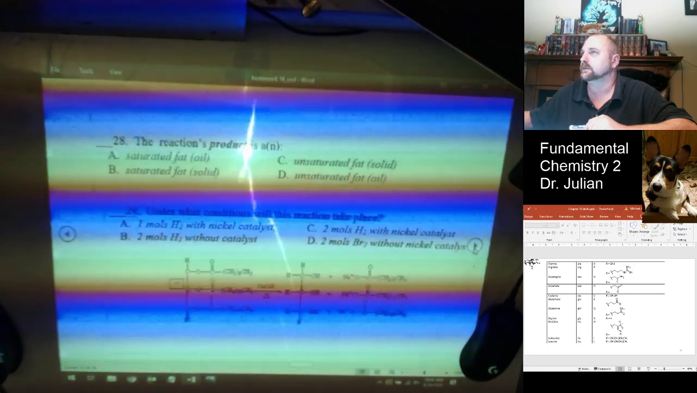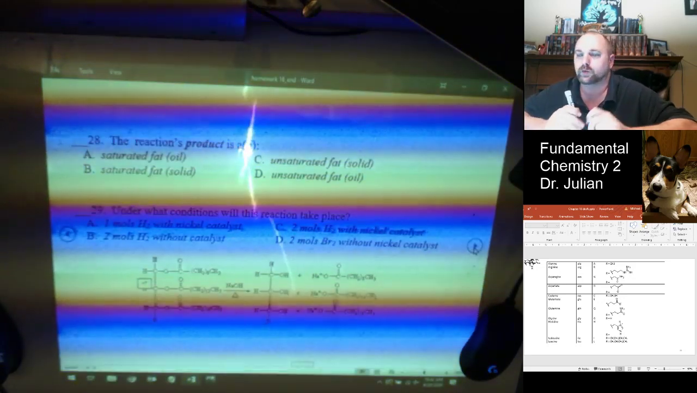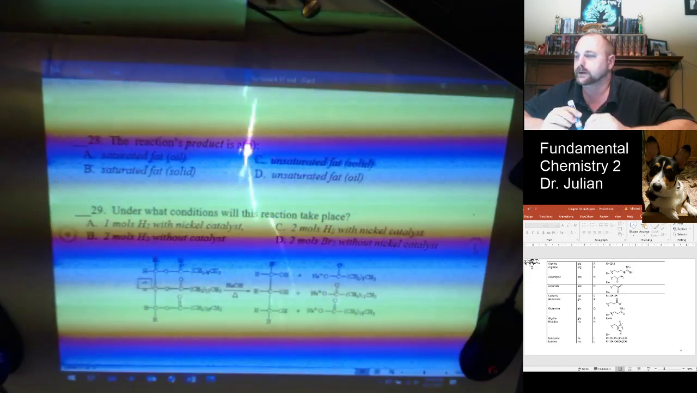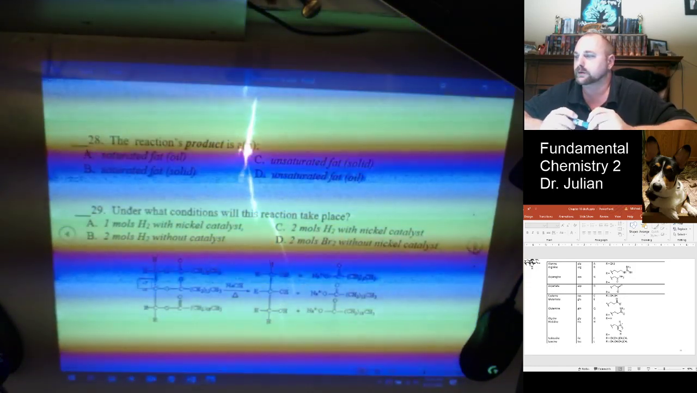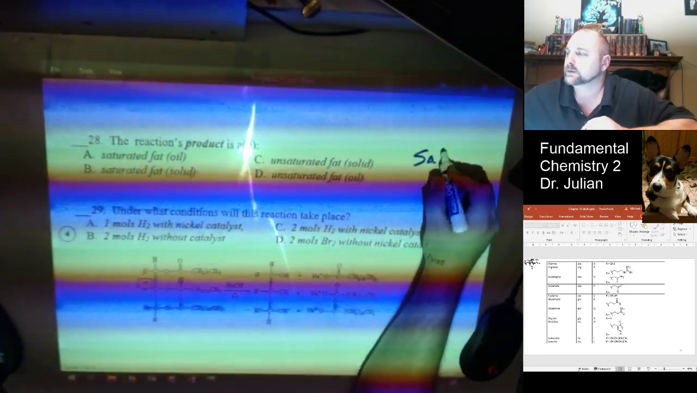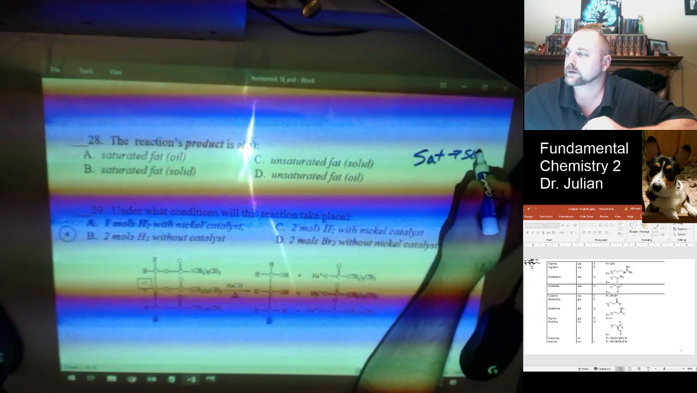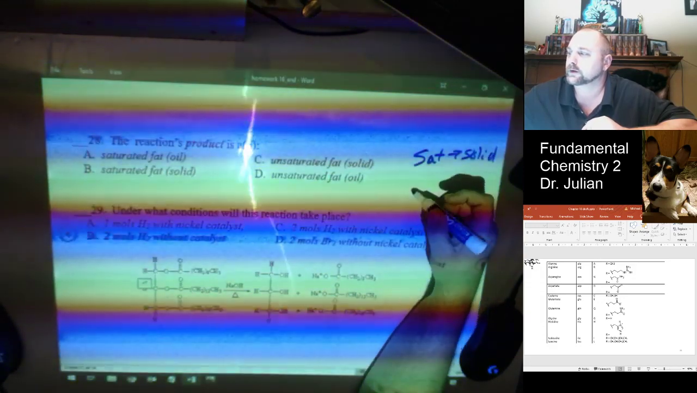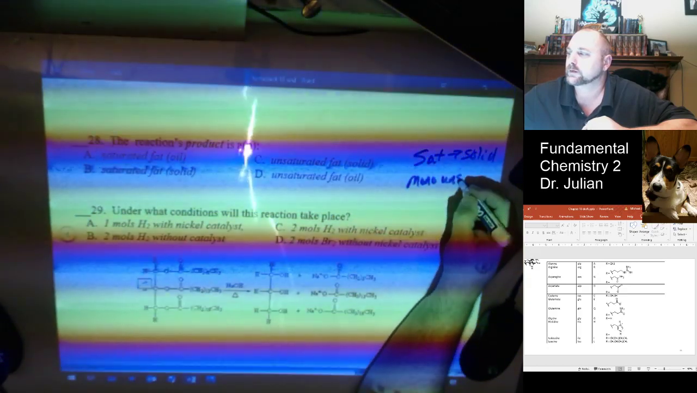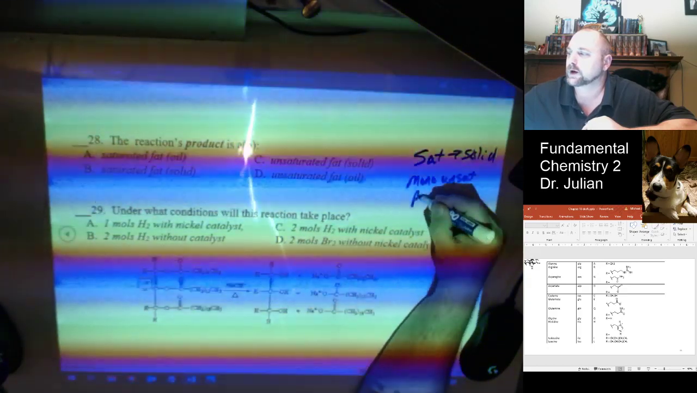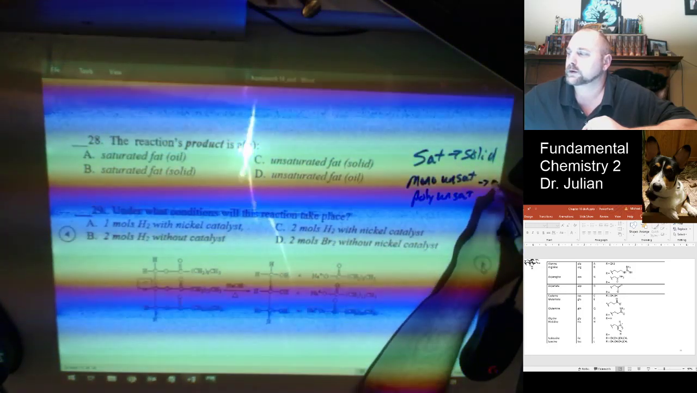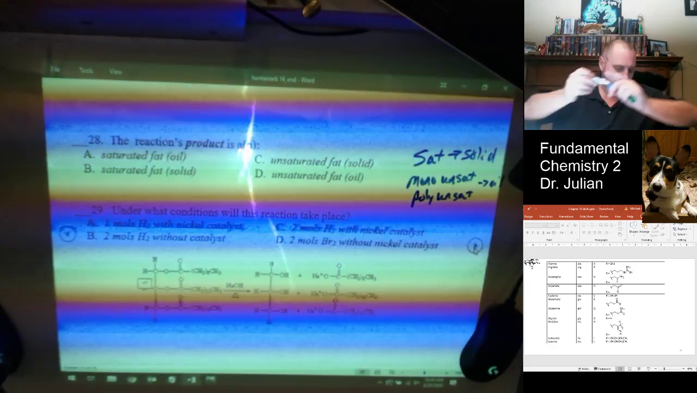Alright, let's see what else we get. What did we make? We made a saturated fat, but it was no oil, a solid. Unsaturated, solid, or oil? Saturated plus the solid, and then mono unsaturated and poly unsaturated. Those tend to be oils.